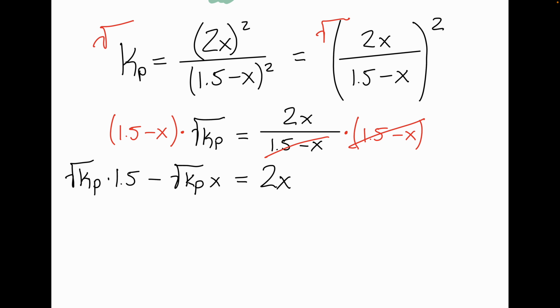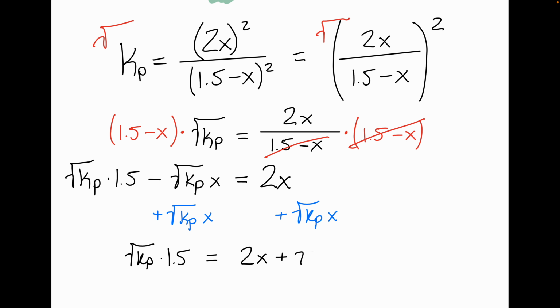Okay, so my next step, in order to get those x's together, they both have to be on the same side. So I'm going to add square root of Kp x to both sides. So square root of Kp times 1.5 equals 2x plus square root of Kp x.